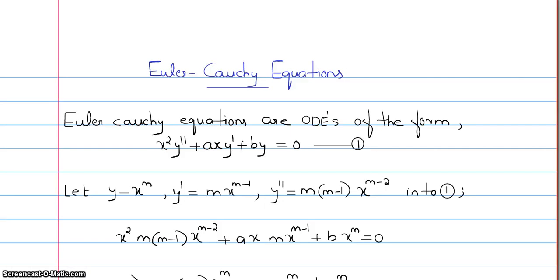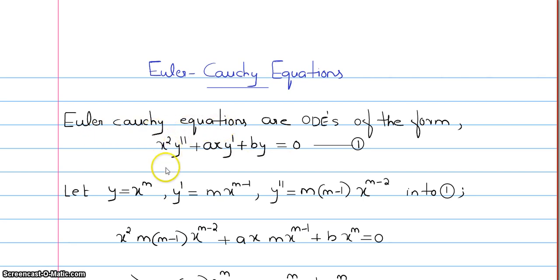Our next topic, Euler-Cauchy equations. A differential equation of the form x squared y double dash plus a x y dash plus b y equal to 0. This type of differential equation is known as an Euler-Cauchy equation.